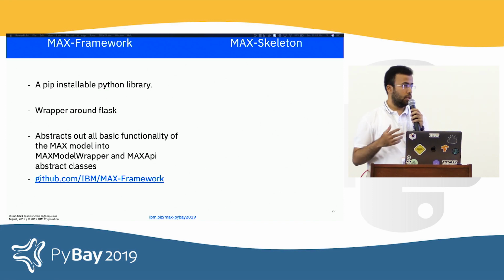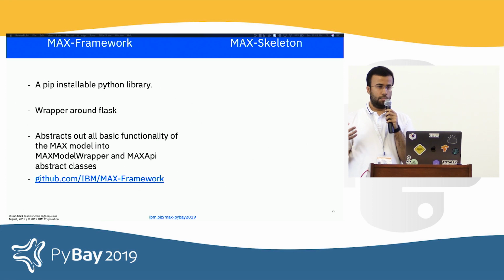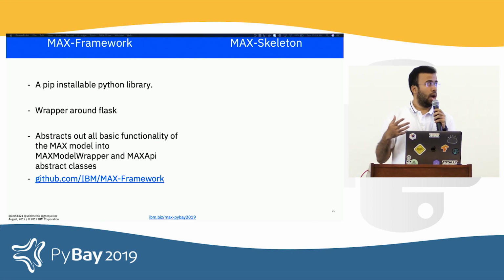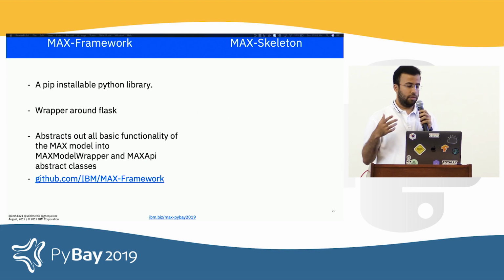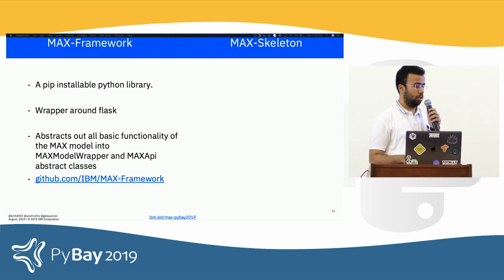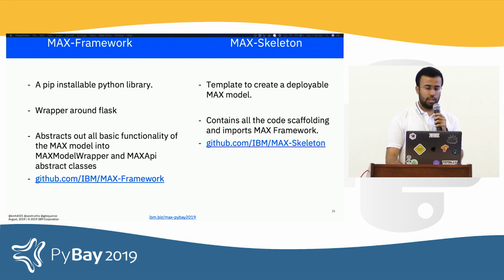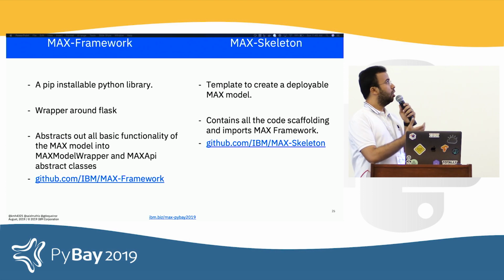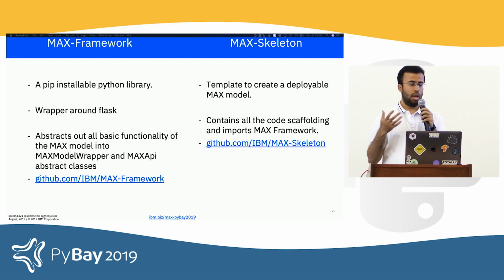So the Max framework is a pip installable Python library. It's basically a wrapper around Flask. That's how all our Max models are served. And it abstracts out all the functions into a couple of major APIs, and that's the link for the Max framework. The Max skeleton is more like a template or boilerplate code. It incorporates Max framework inside it, and all you need to do is just click the use template button on GitHub, and you can get started with all the files.